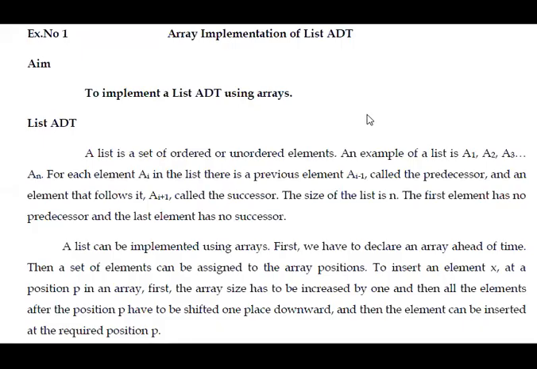In C++, the first exercise is the array implementation of a list as an abstract data type using an array. Here, our objective is a list. A list is a set of ordered or unordered elements. For each element in the list, there is a previous element, the predecessor, and the element that follows one by one, which is called the successor.